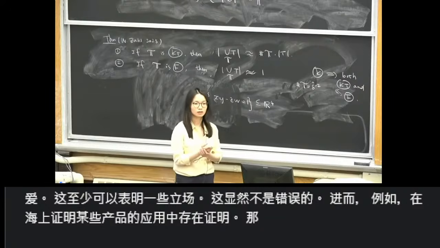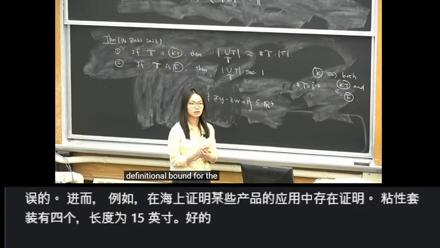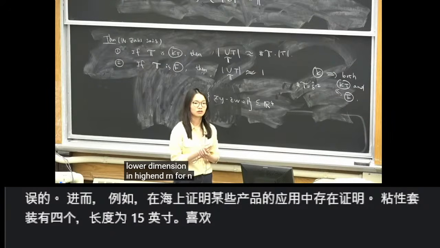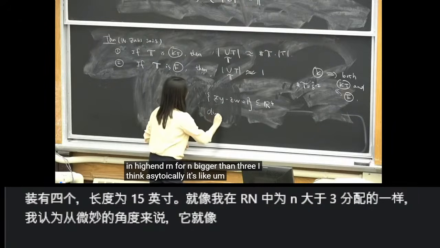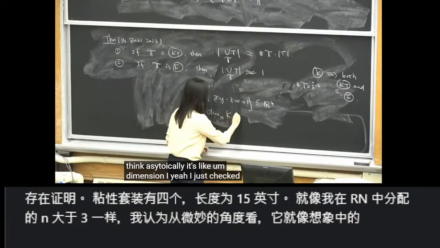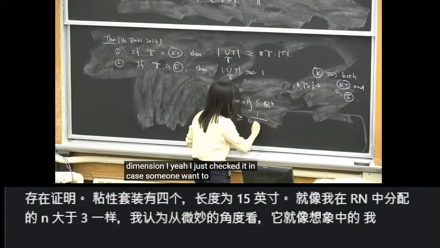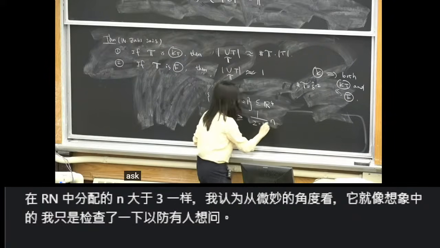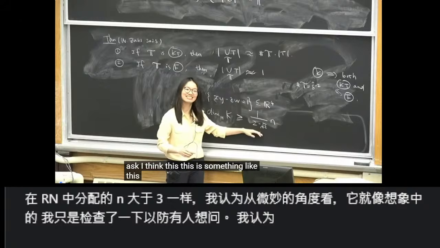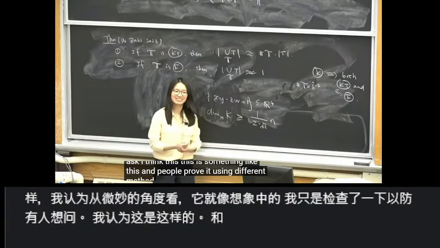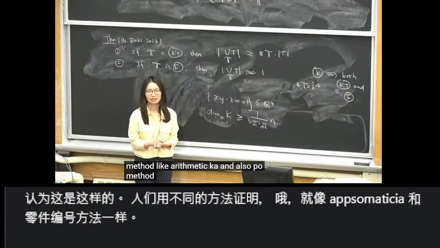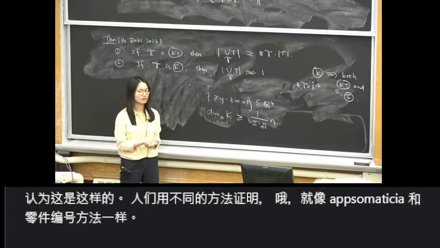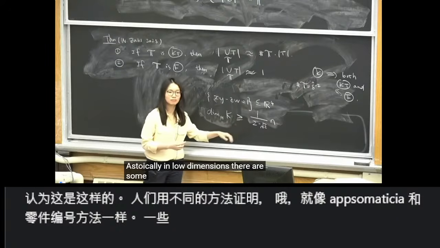Here's a related question: what is the maximum lower bound for the dimension of a Kakeya set in Rn for n bigger than 3? I think asymptotically it's like this, and people prove it using different methods, like arithmetic Kakeya and the polynomial method. Asymptotically, in lower dimensions there are some better bounds.